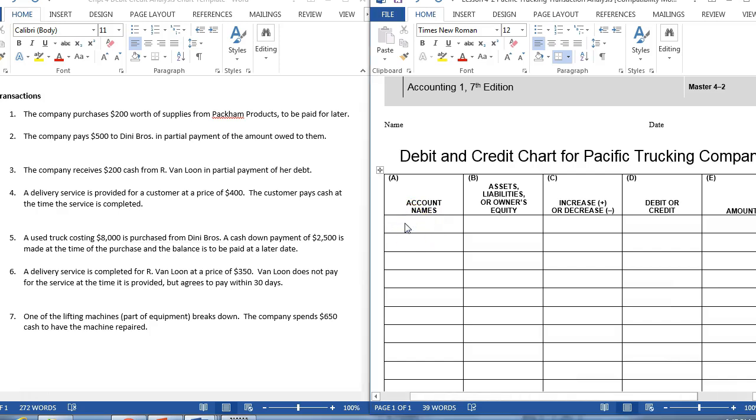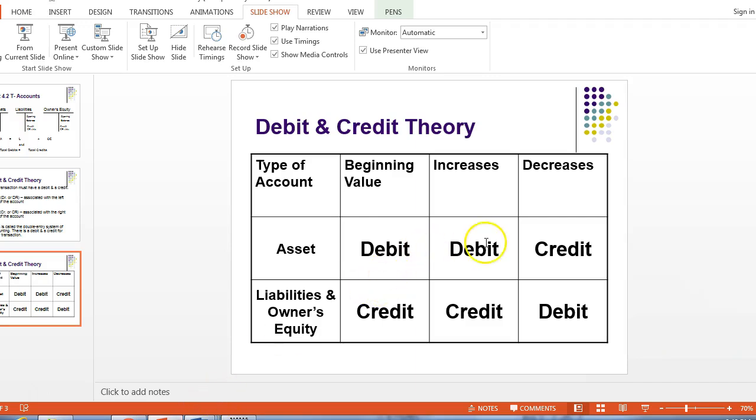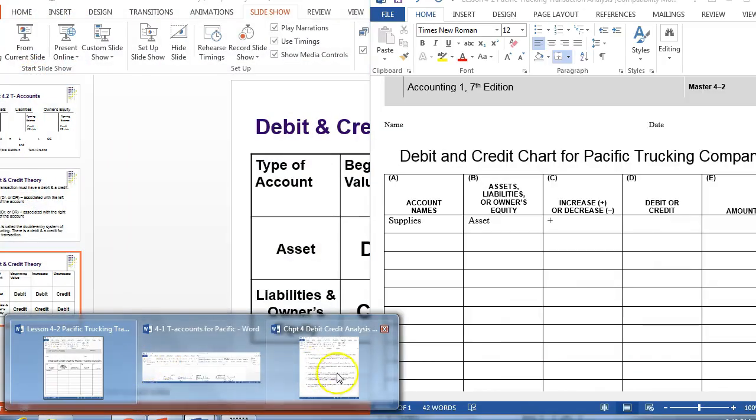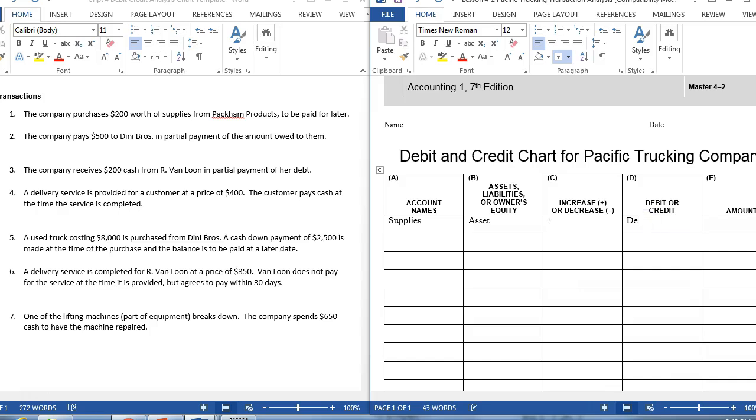So the first account that's going to change, I'm going to type it in, is supplies. Supplies we know is an asset account. Hopefully you're filling this out as I'm doing it. And what's happening to supplies? Well, we bought some supplies, which means that we're going to be increasing. You just write a plus sign there. And we know from our chart that an asset increases on the debit side. So we're going to go back here, and we're going to debit our asset for the amount of $200.